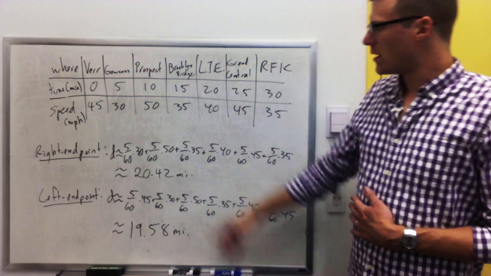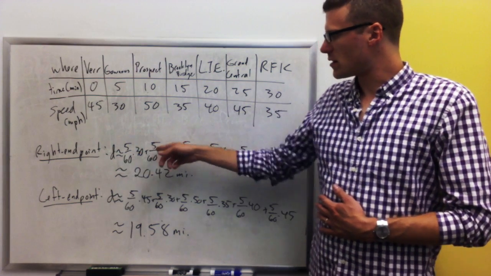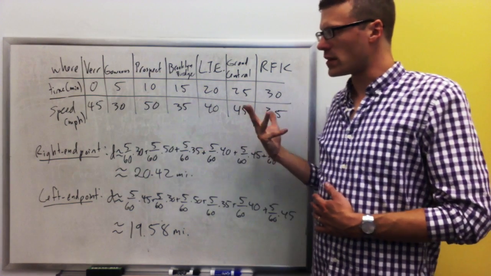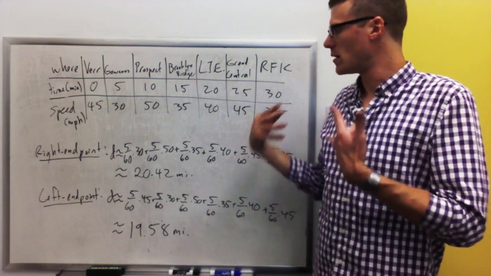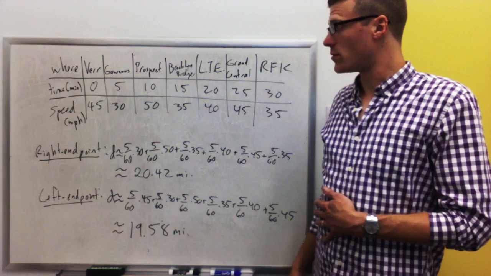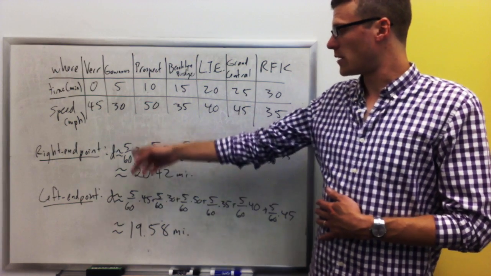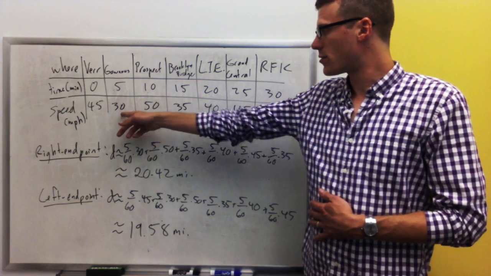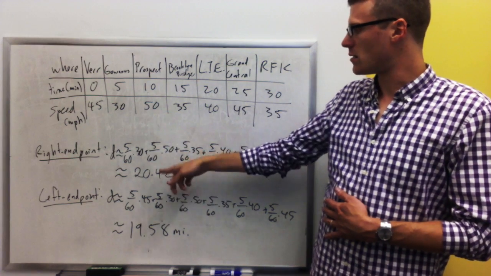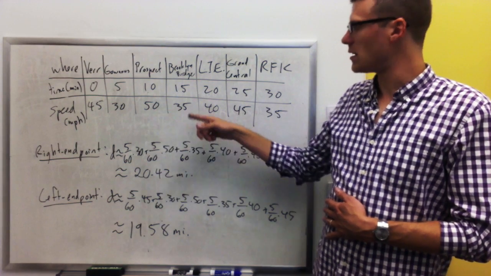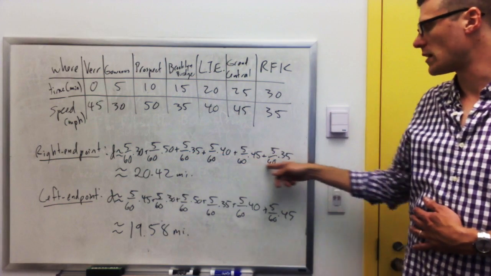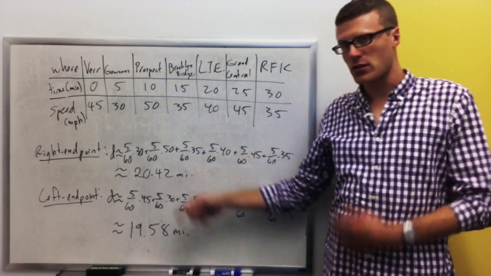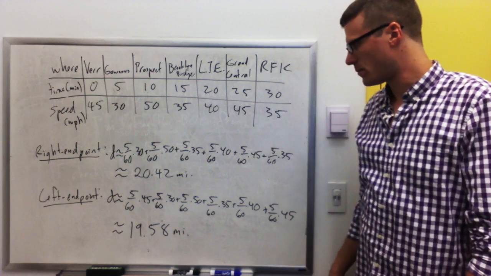So I do that. 5/60ths is going to be the time interval for every single one of these. It's 5 minutes divided by 60 minutes per hour, which gives me 5/60ths of an hour. I multiply for the first one against 30 plus 5/60ths times 50, and then 35, then 40, 45, 35, to get this expression right here. My approximation there is 20.42 miles.